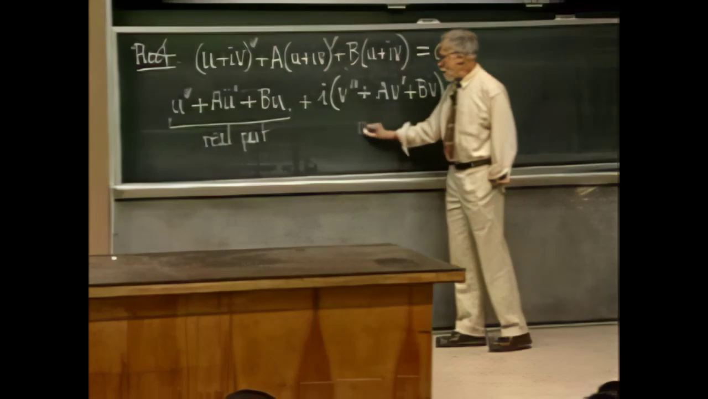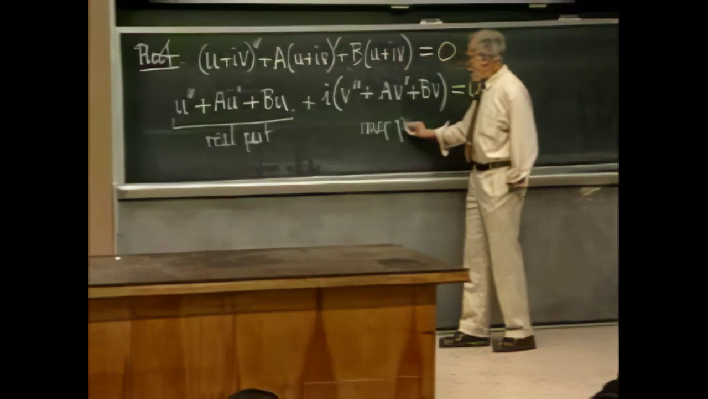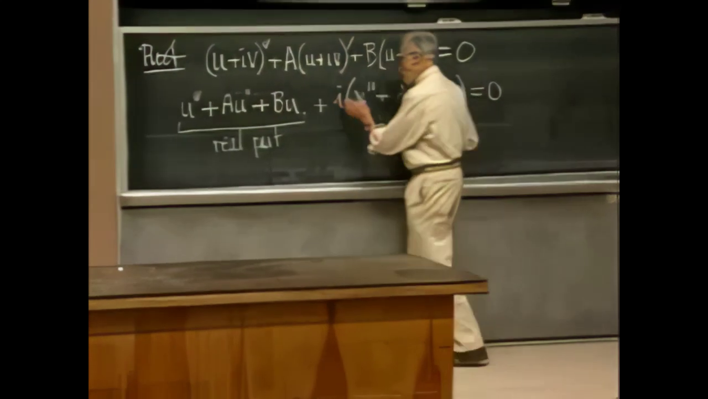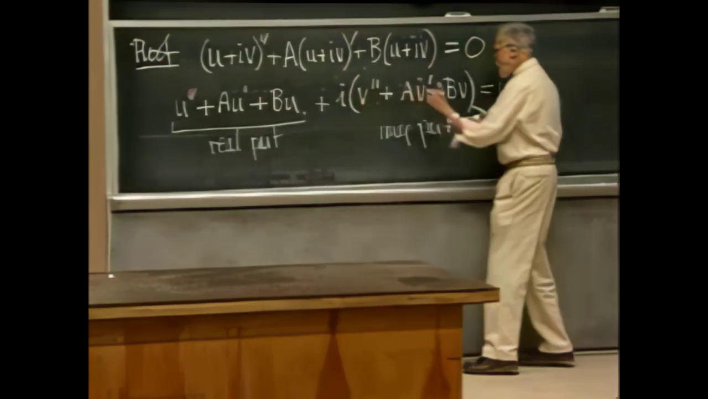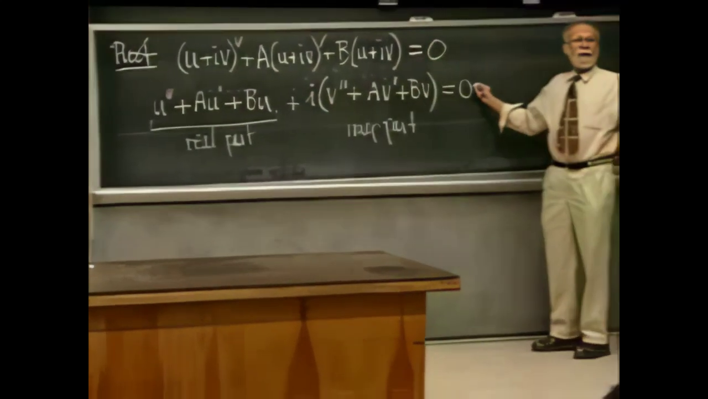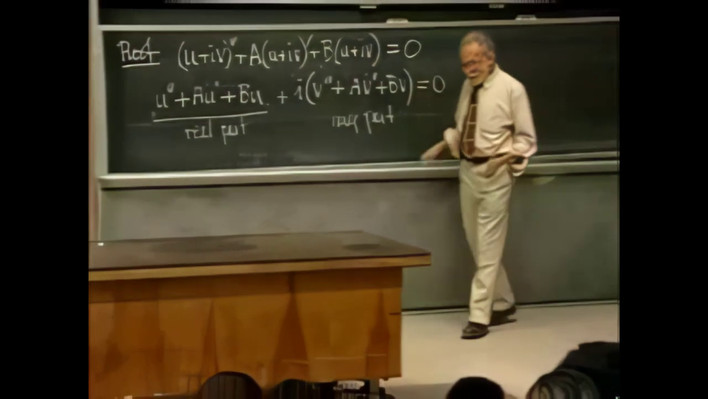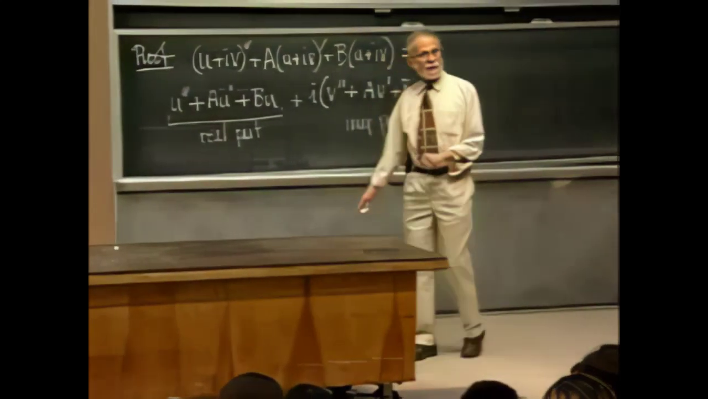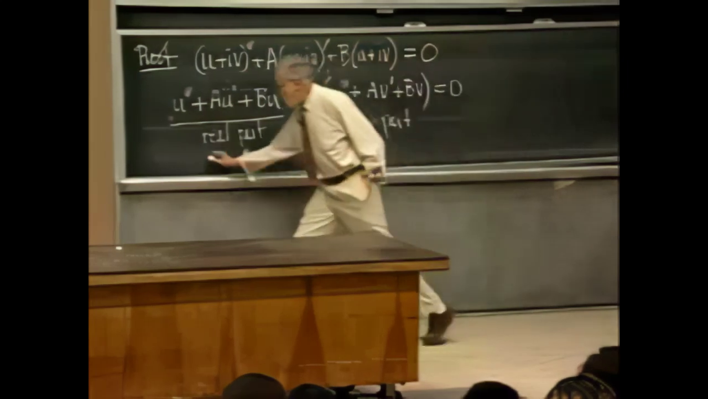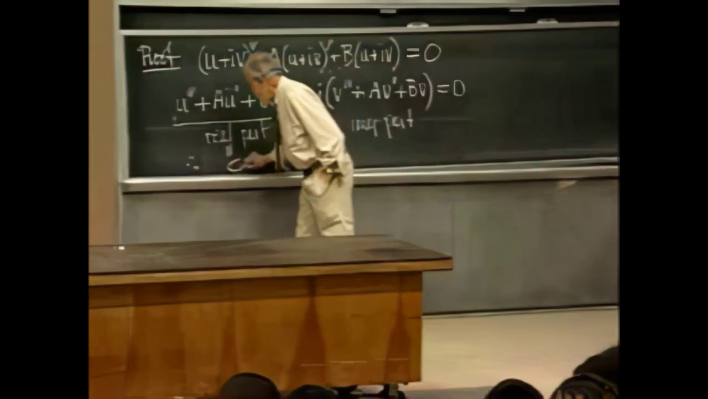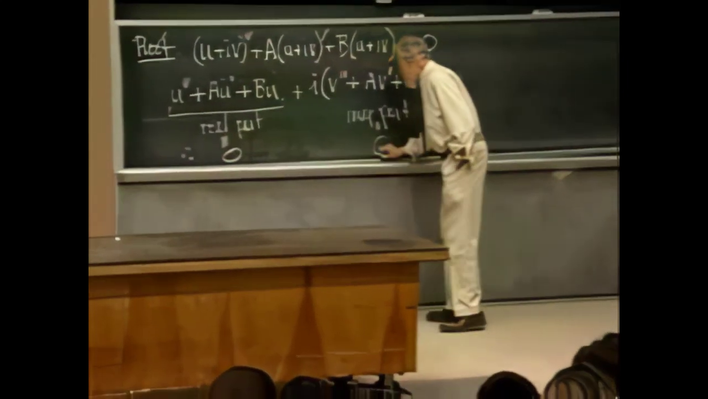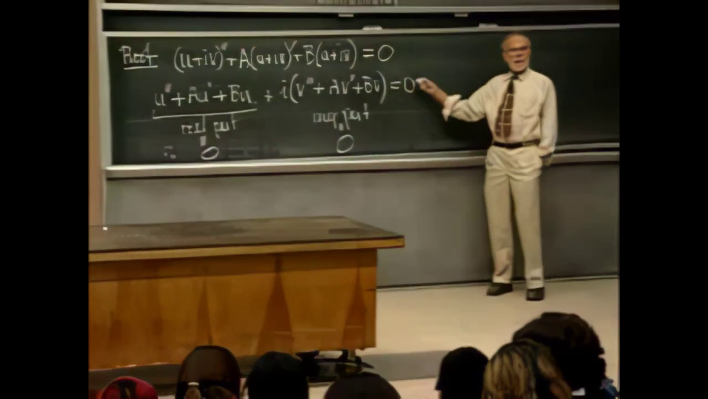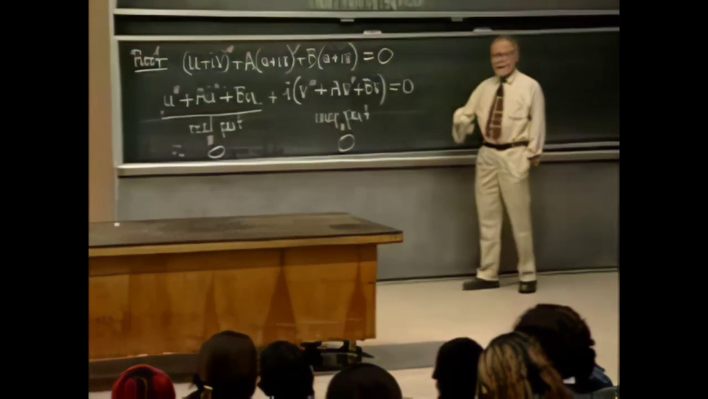So this is the imaginary part. Now, here I have something with the real part plus the imaginary part, i times the imaginary part, is 0. Well, the only way that can happen is if the real part is 0 and the imaginary part is separately 0. So the conclusion is that this part must be 0 and this part must be 0, because the two of them together make the complex number 0 plus 0i.